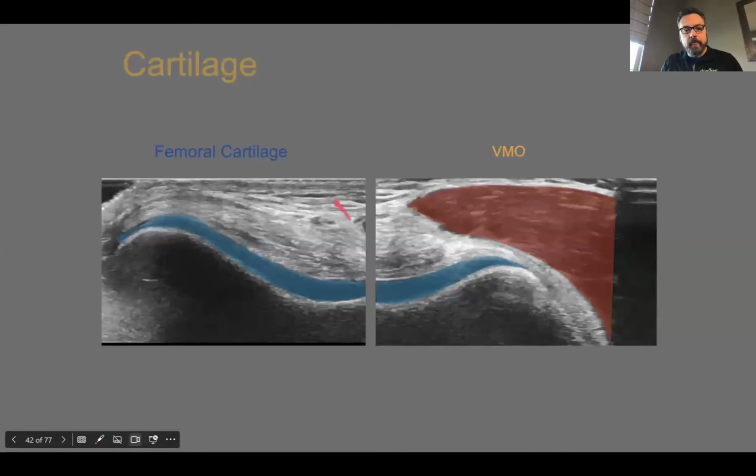Cartilage. This is if the knee is fully flexed and you have the ultrasound probe looking at that anterior cartilaginous layer of the femur. Just to give you perspective, this would be the VMO sitting right there. But if I take that away, cartilage should be pitch black like this. If this layer is not as thick, if you have little rents or defects or pits in there, then you know there's damage to that cartilaginous layer.